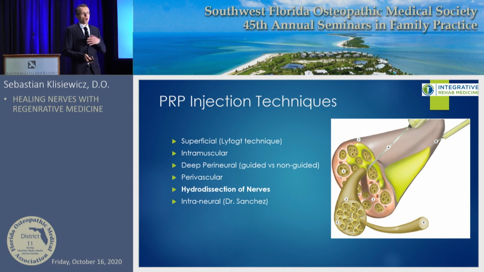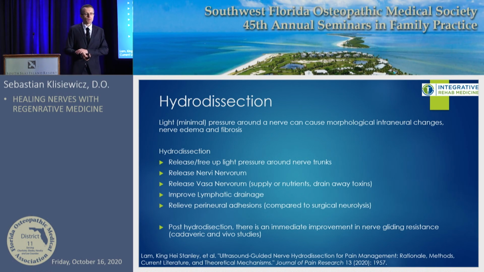So, how do we inject the PRP? So there's a superficial treatment, which Dr. Liftoff taught, and I'm not going to go through that. Each one of these could be a lecture of its own. I'm going to focus on the hydrodissection. With hydrodissection, we know that light pressure around the nerve can cause morphological changes in the nerve and can cause neuropathic symptoms. So hydrodissection is using the fluid to dissect, to open up around the nerves. And it releases and frees up the nerve. It relieves the pressure that's around the nerve.